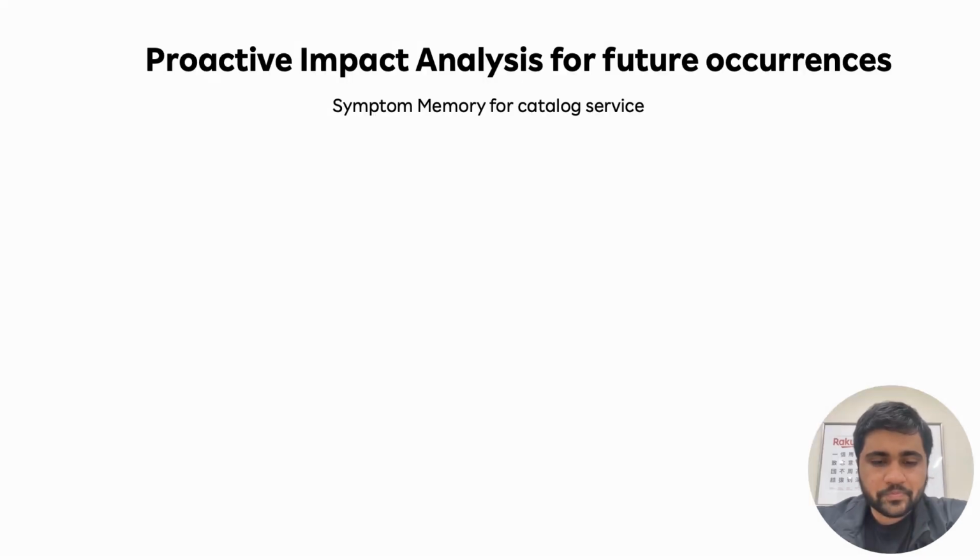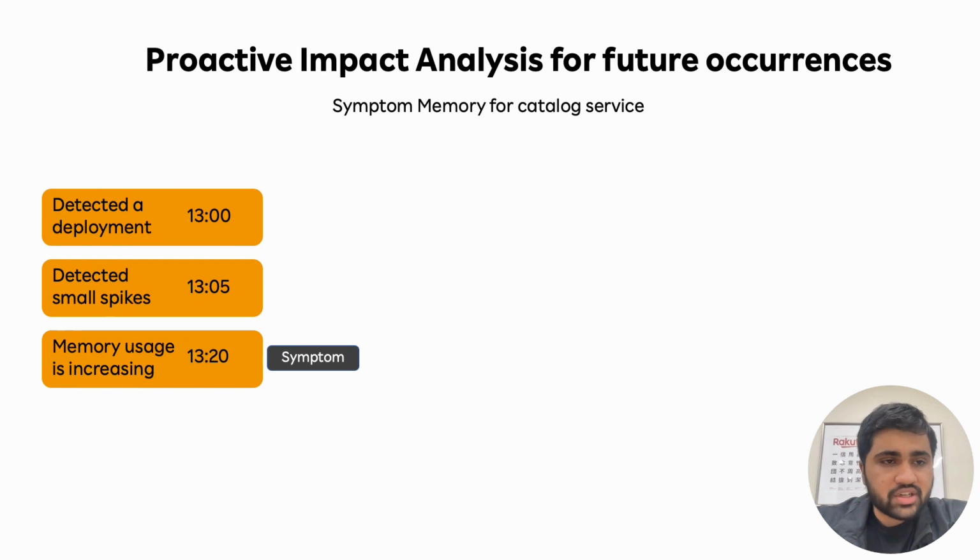So, after continuously improving the model and continuously training the model on your application estate, on your services, networks, your correlated metrics, and any feedback that you as a user provide, here's an example of the proactive impact analysis for any future occurrences in your application estate. The scenario we'll be looking at here is for the symptom memory of a catalog service.